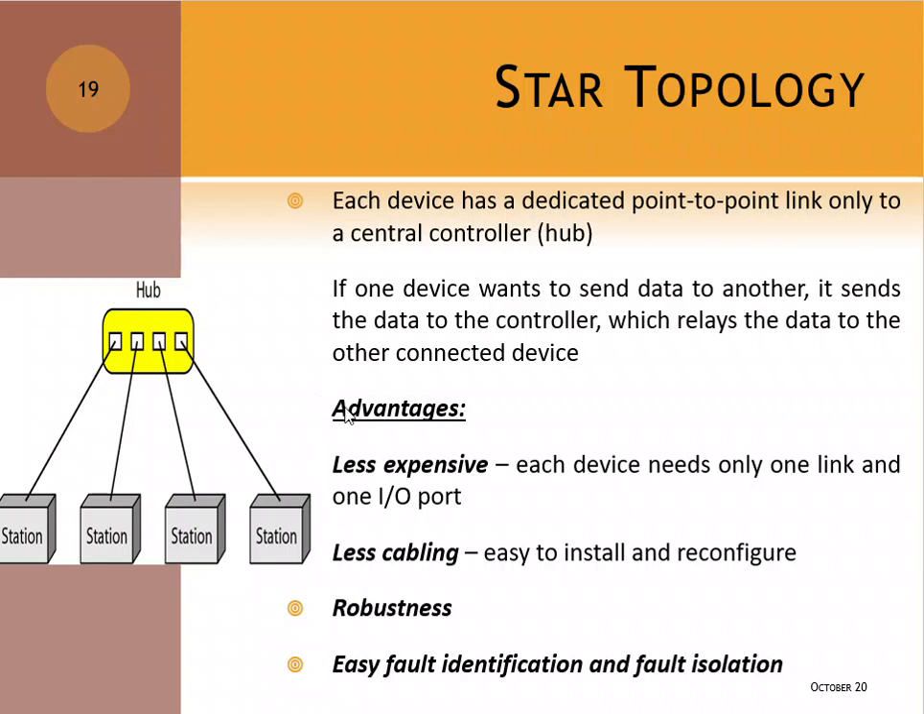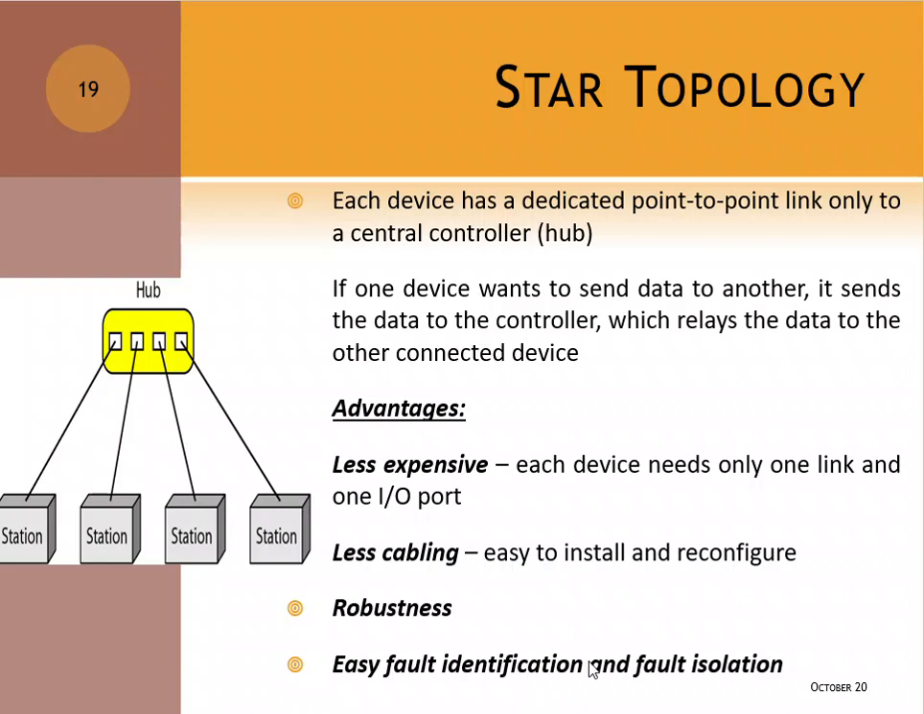The advantage: it is less expensive because each device needs only one link, one cable, and only one input-output port. Of course, when each device needs only one cable, it needs only one input-output port. Less cabling, easy to install and reconfigure. Robustness: if one link fails, it does not affect other device communication, because only that station is affected. And of course, easy fault identification and fault isolation.